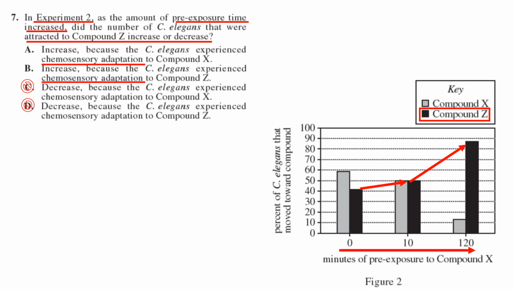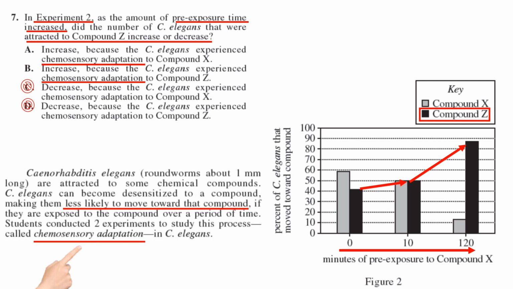And we're looking at that chemosensory adaptation. The beginning tells you what it is. They put it in italics. If they have chemosensory adaptation, they're less likely to move towards that compound. So the C. elegans were less likely to move towards compound X because they were moving towards compound Z. So your answer has to be A. They experienced chemosensory adaptation to compound X.